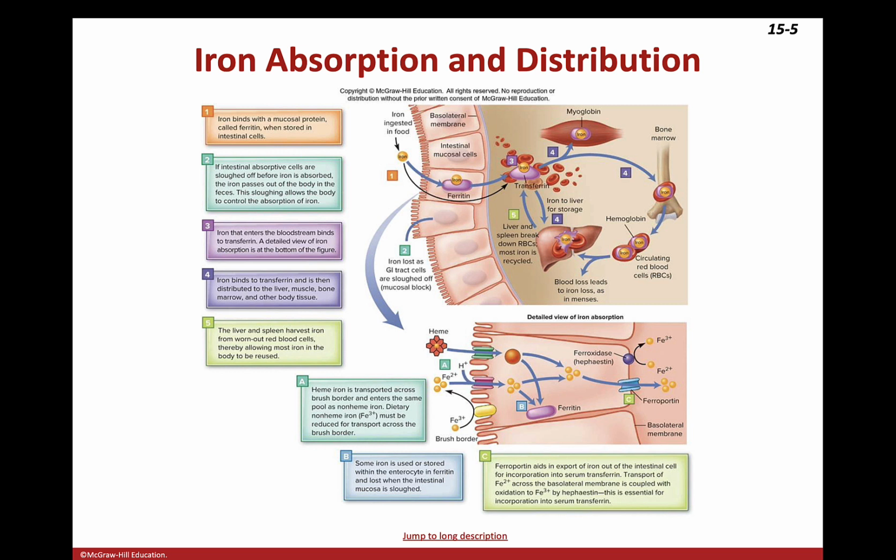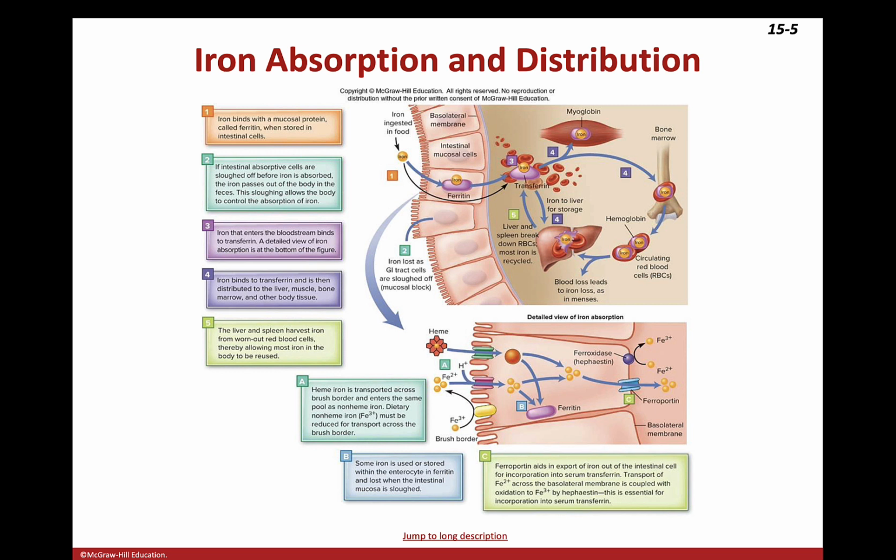Now, this particular diagram is focusing on iron absorption and distribution. Keep in mind, we're only going to walk through 1 through 5. We're not going to look at A, B, and C. So you're not responsible for that, but you are responsible for the following.